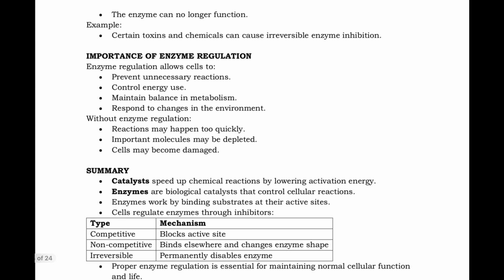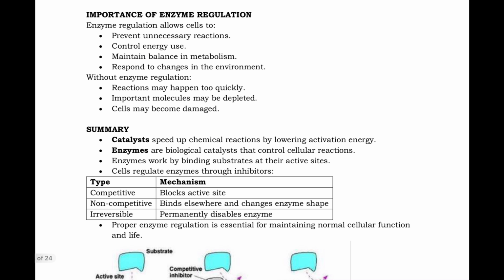Importance of enzyme regulation. Enzyme regulation allows cells to prevent unnecessary reactions, control energy use, maintain balance in metabolism, and respond to changes in the environment. Without enzyme regulation, reactions may happen too quickly, important molecules may be depleted, and cells may become damaged. For the summary, catalysts speed up chemical reactions and enzymes are biological catalysts that control cellular reactions.